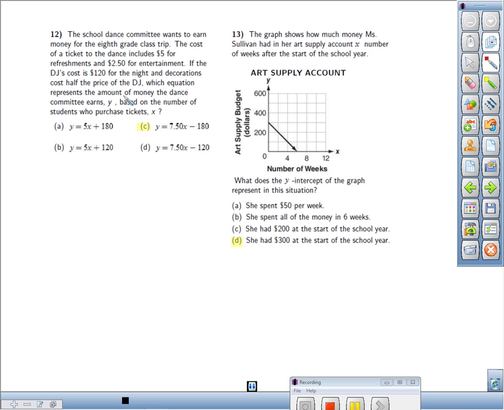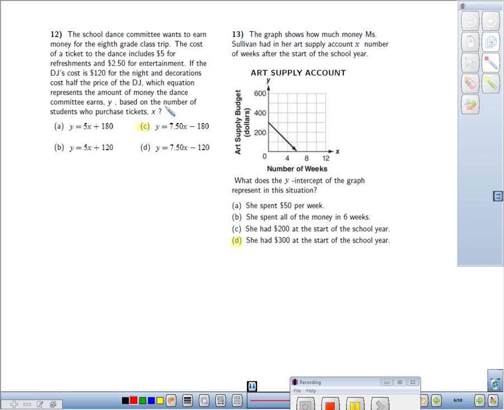Number 12, take a look. The school dance committee wants to earn money for the 8th grade trip. The cost of a ticket for the dance includes $5 for refreshments and $2.50 for the entertainment. If the DJ's cost is $120 for the night and decorations cost half the price of the DJ, which equation represents the amount of money the dance committee earns, Y, based on the number of students who purchase tickets, X?